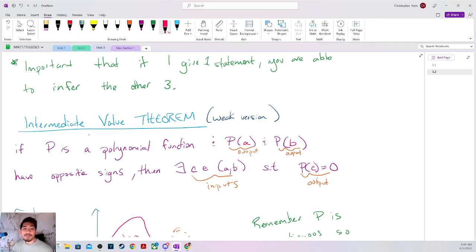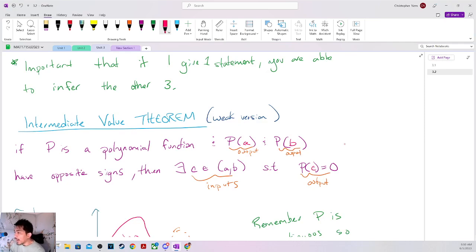All right, if P is a polynomial function, and P of A, that's the input, if I throw in an A, I get an output, and P of B, throw in a B, and I get a specific output, have opposite signs. So the output is positive, the output is negative. Or you could say the output is negative, the output is positive. If they alternate in positive and negative, then there exists a C in between A and B, somewhere in the middle, where it's going to be a 0 in particular. It's going to have P of C equals 0.